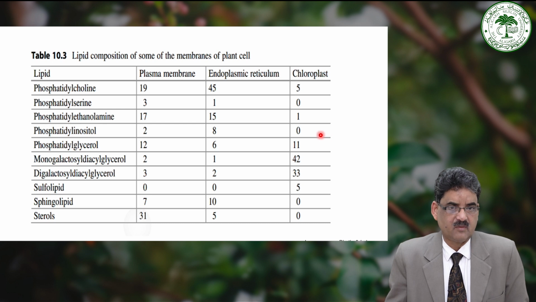This is one of the characteristics. Then phosphatidylglycerol has a maximum in the plasma membrane, followed by chloroplast and endoplasmic reticulum. Then we have monogalactosyldiacylglycerol, which has a maximum in the case of chloroplast and very little amount in the plasma membrane as well as in the endoplasmic reticulum, and so on.